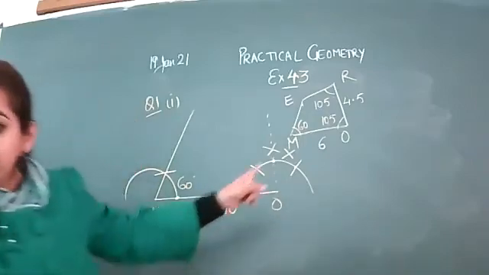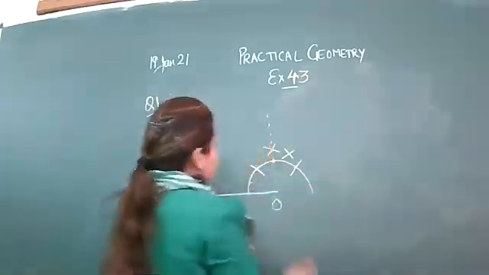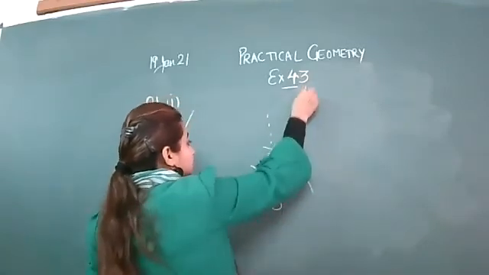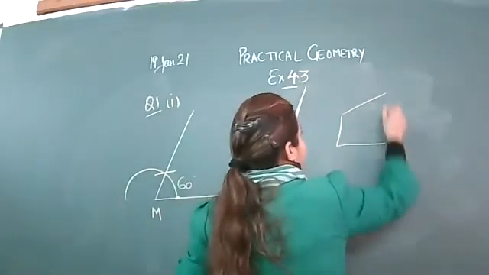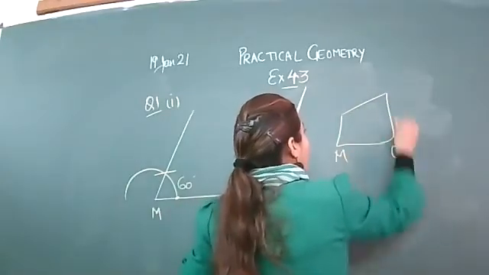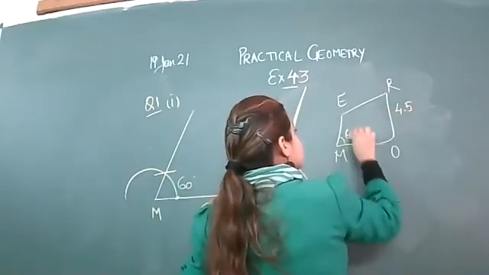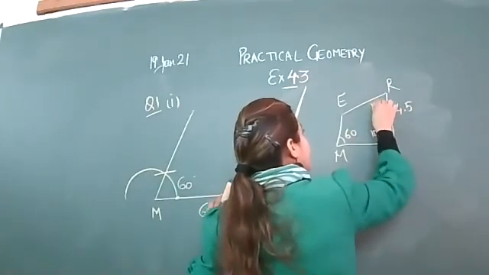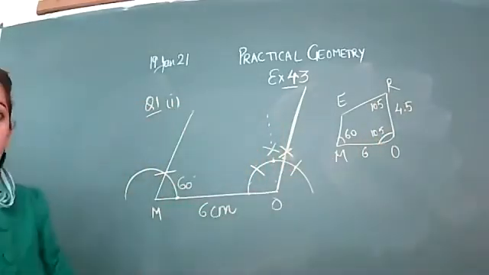Beta, I have to draw the rough figure again because otherwise it will coincide with each other and you will not be able to get it properly. So this is your 105. MORE, this is your 4.5. This is 60. This is 105 and this is 6. So this is the rough figure I have drawn again.